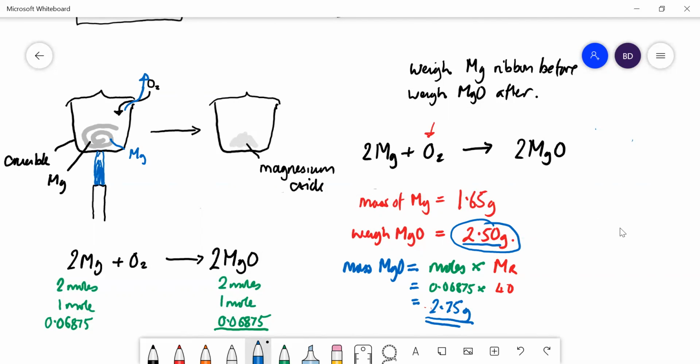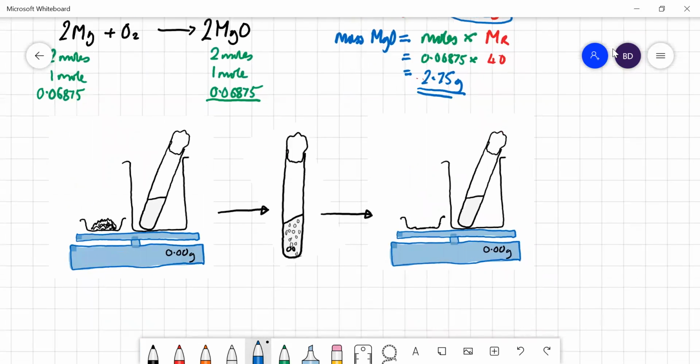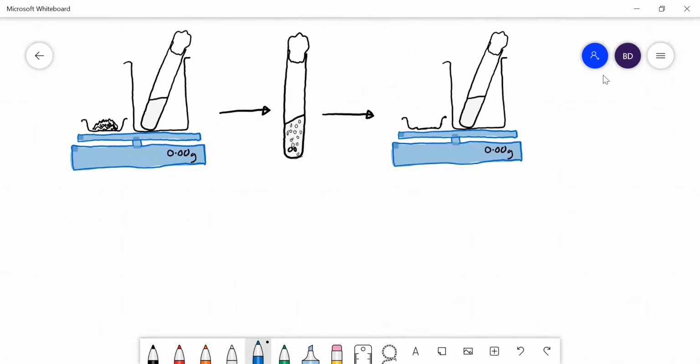Right, let's have a look at another experiment. You can do another mass loss experiment. Now this time I've got the diagrams here. What we're doing here is we have got some dilute hydrochloric acid, and in the weighing boat there I've got some sodium carbonate solid.